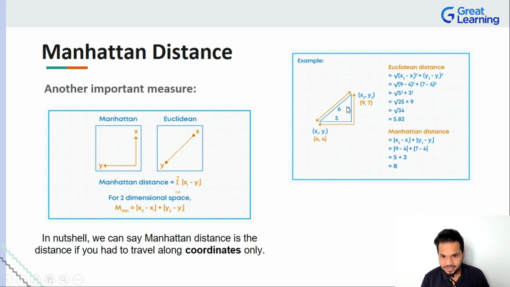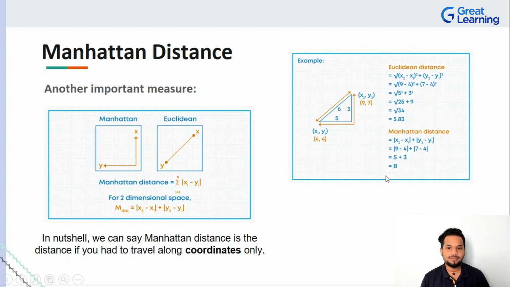You can see this example with the triangle, right? 6, 5, 3. Once we perform the Pythagoras theorem and take a square root, you get the square root of 25 plus 9, which is the square root of 34. The square root of 34 will give us what? 5.83. Great. Now let's go on to find the Manhattan distance.